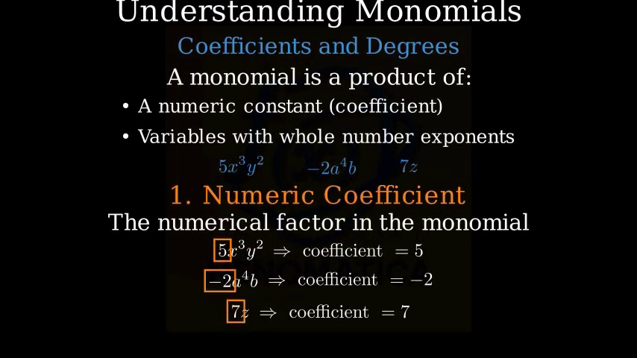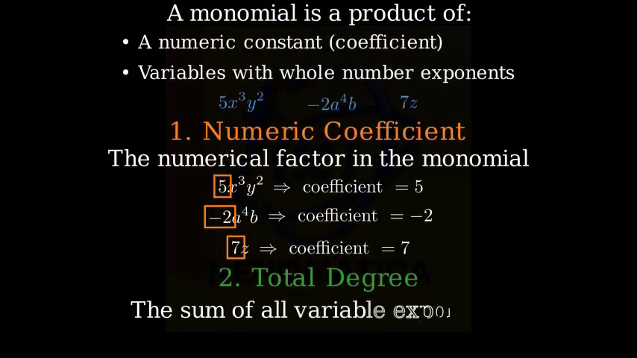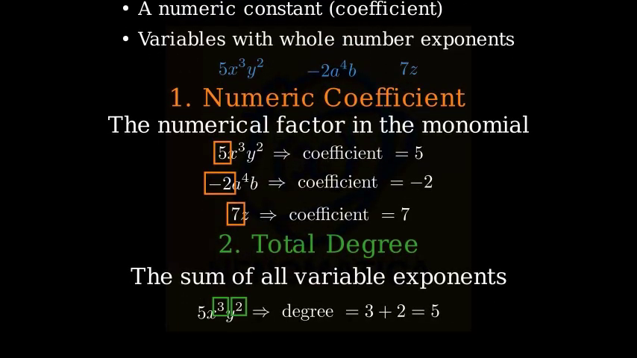Our second concept is the total degree of a monomial. The total degree is the sum of all the exponents of variables in the monomial. Let's look at our examples again. In 5x cubed y squared, the total degree is 3 plus 2, which equals 5.